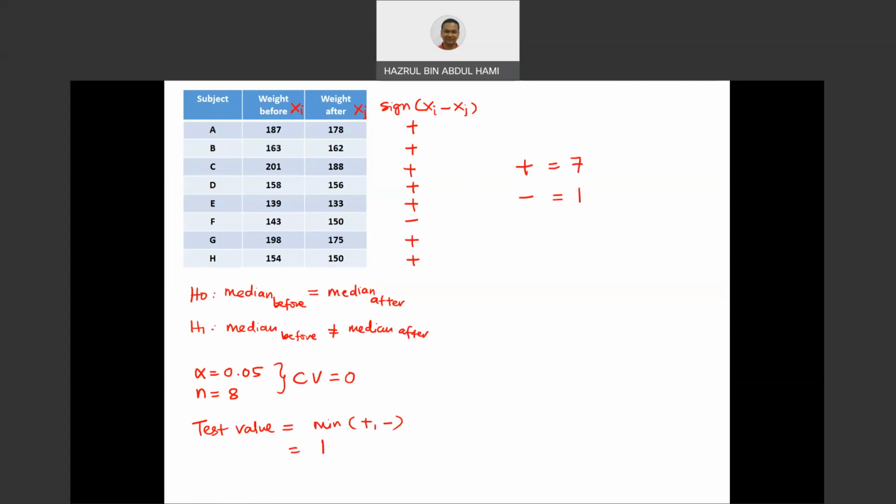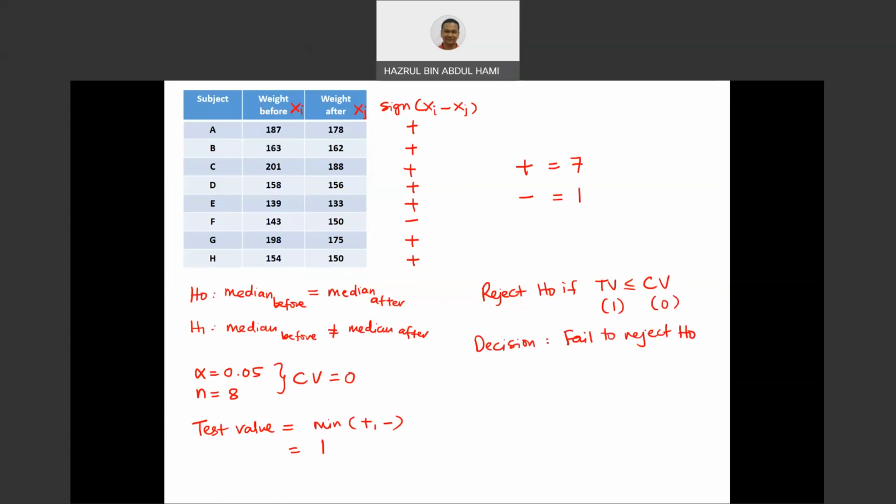Now we have to make the decision based on the test value and the critical value. We can only reject H naught if the test value is less than or equal to the critical value. Our test value is 1 and the critical value is 0. So 1 is greater than 0, meaning that our decision is to fail to reject H naught.